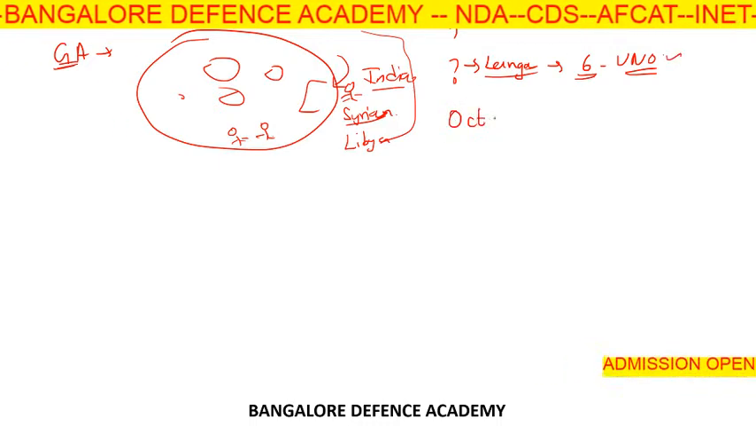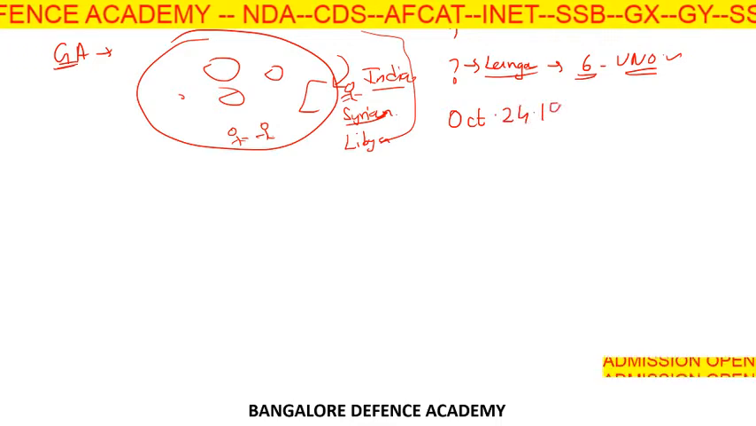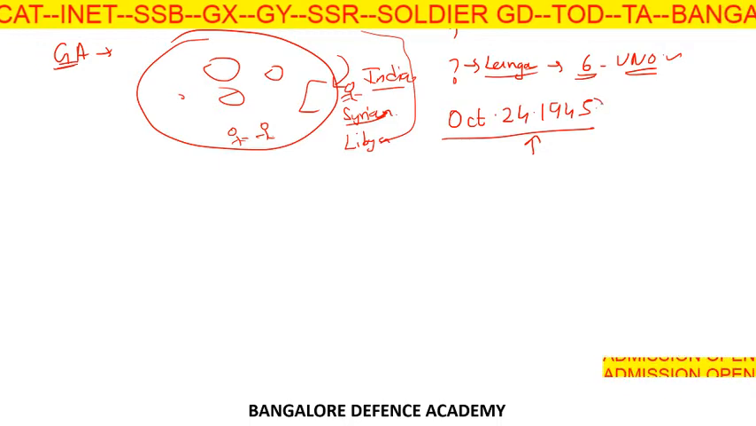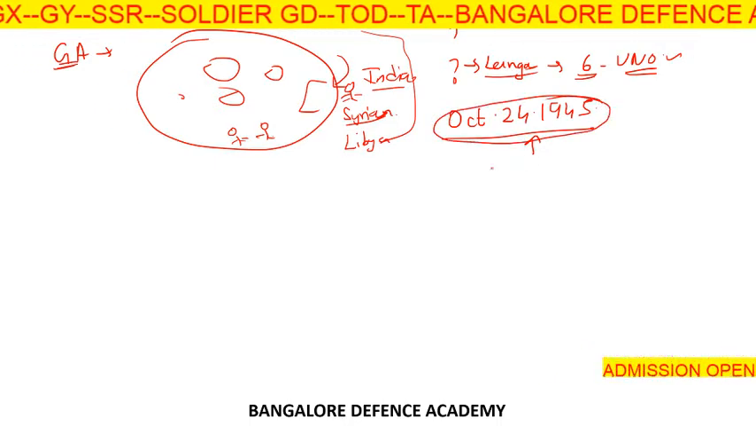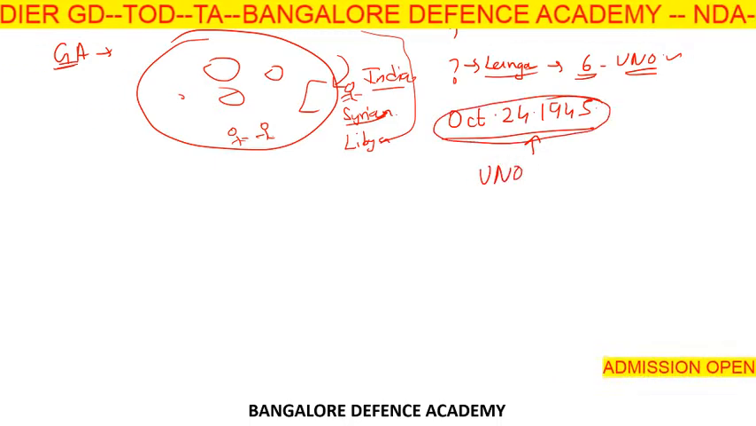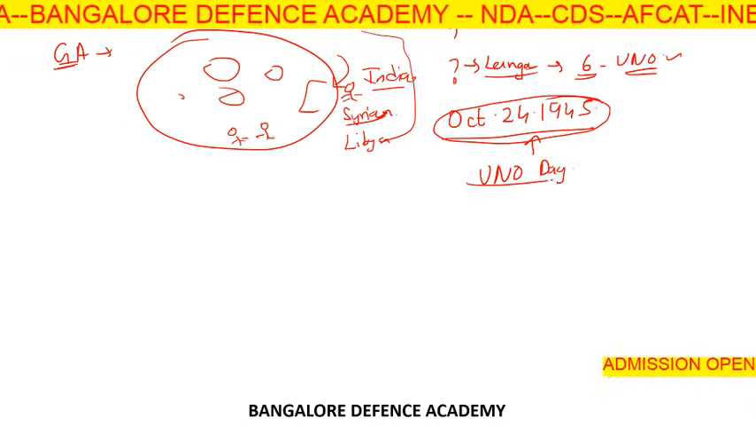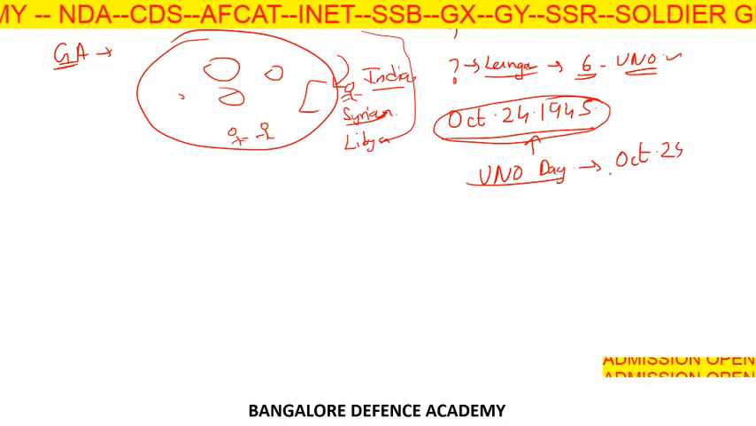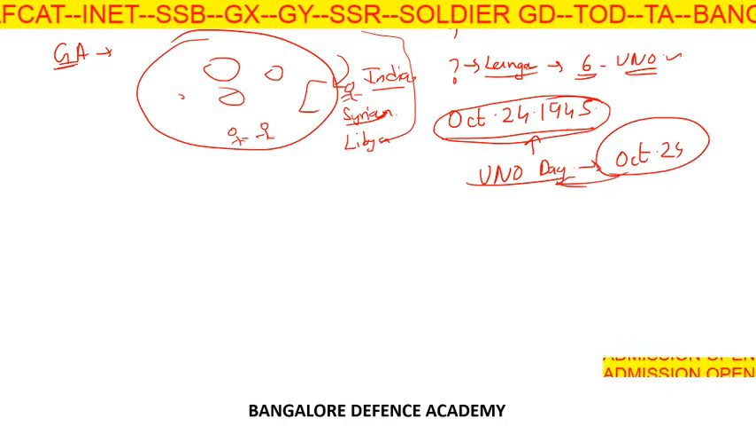This was formed on October 24, 1945. That's the reason why October 24 every year is called UNO Day. So your examination question will be: October 24 is which day? Answer is UNO Day. Okay.